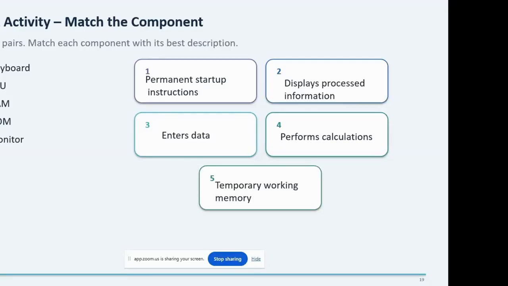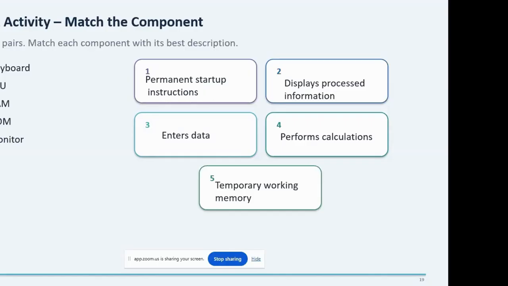Yes. What about ALU? It's arithmetic logic unit. It performs calculations. Very good. It is number 4, it performs calculations. What is RAM? RAM is random access memory, madam. Good. What does the fifth one do? Temporary working memory. Very good. It is number 5, temporary working memory.